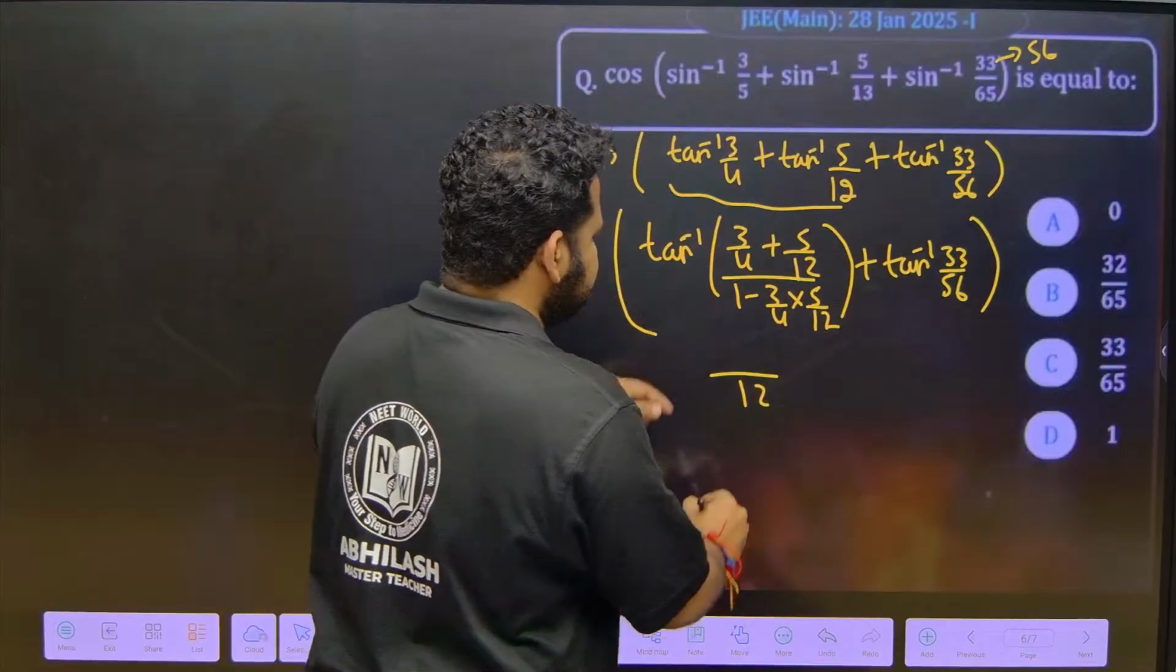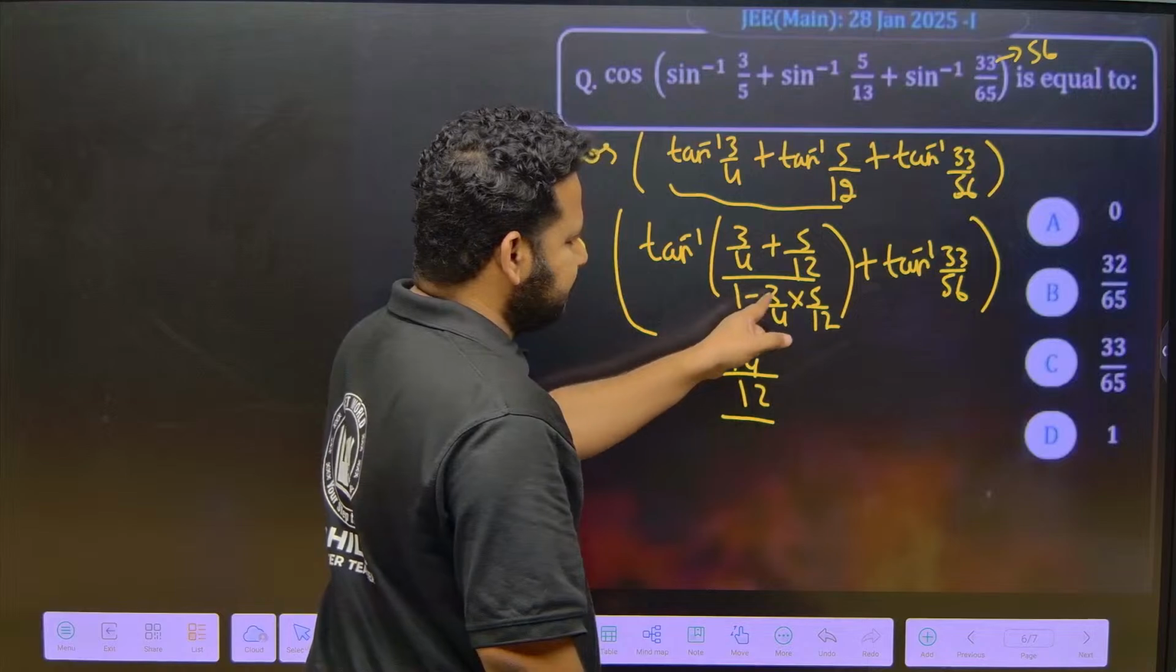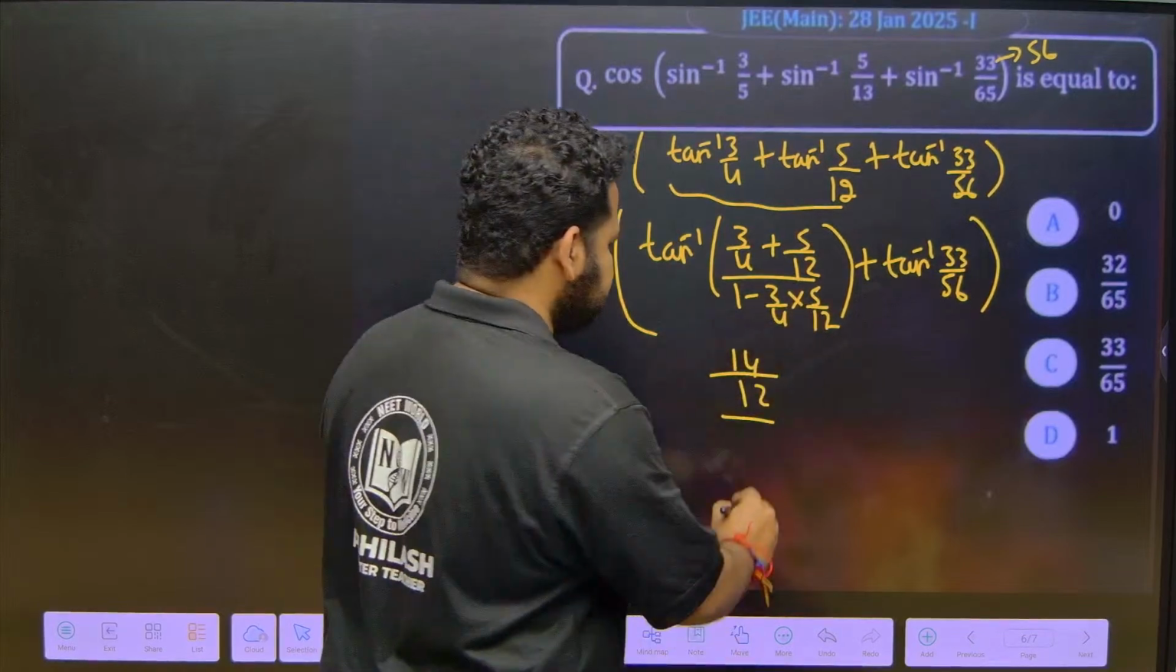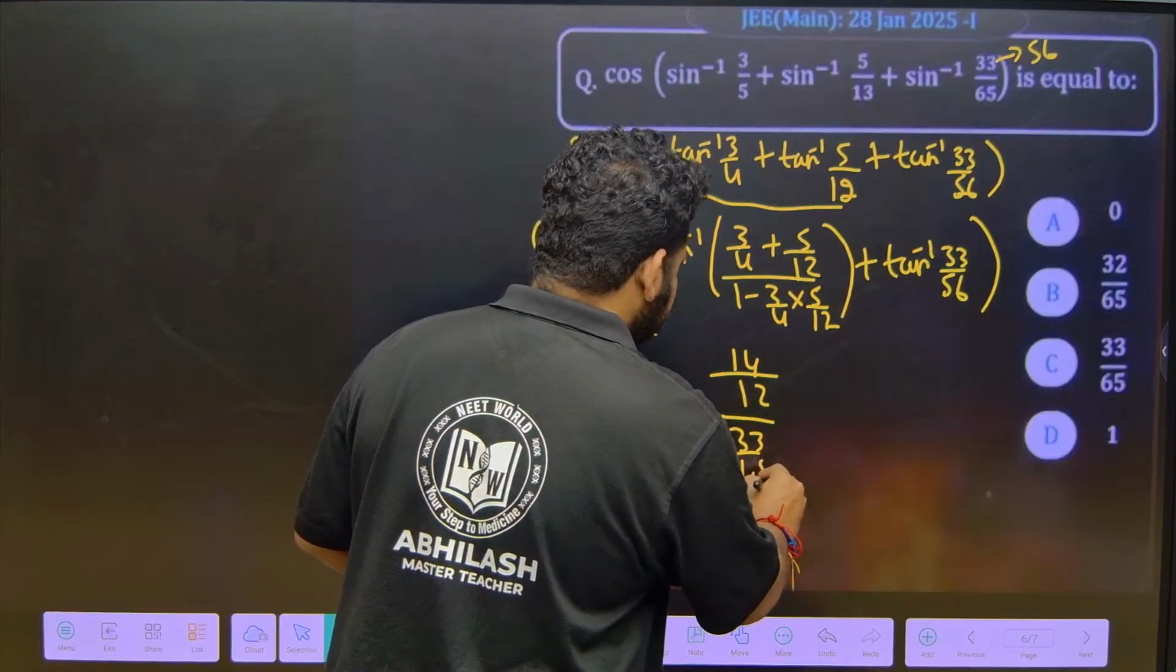Okay, 3 3s are 9, 9 plus 5 is 14, by 12. So this will become what? 12 4s are 48. 48 minus 15 is what? 48 minus 15 is 33. 33 by what is that I have? 48. Okay, this will become what?